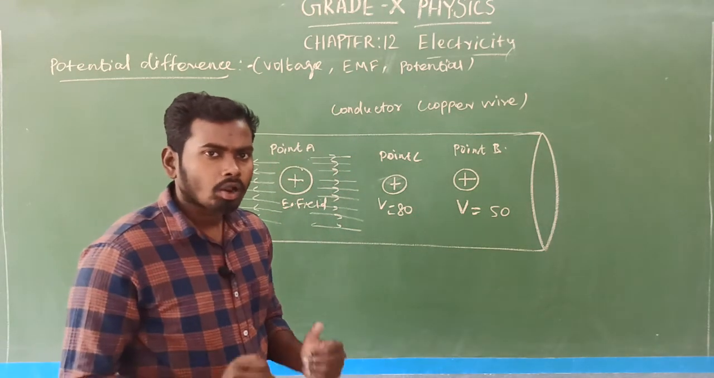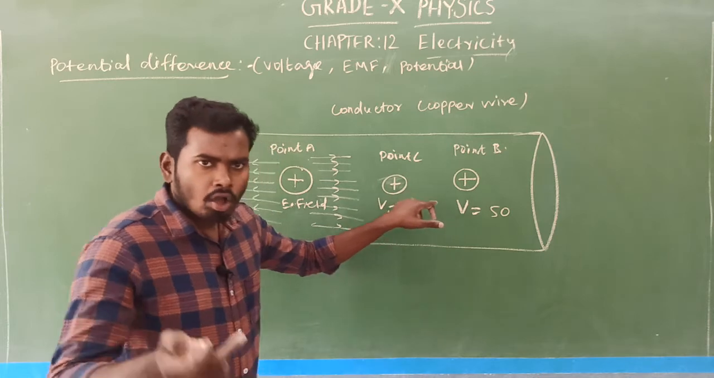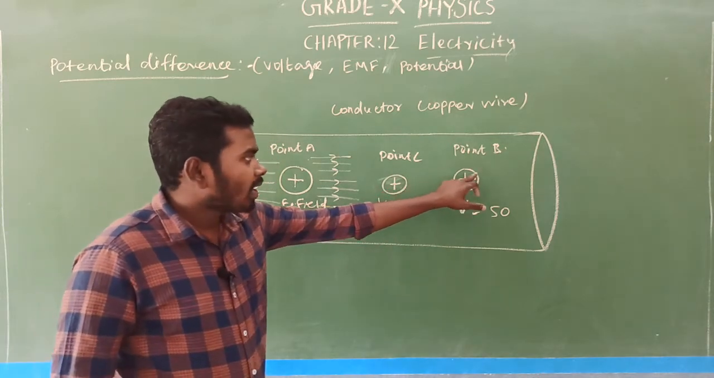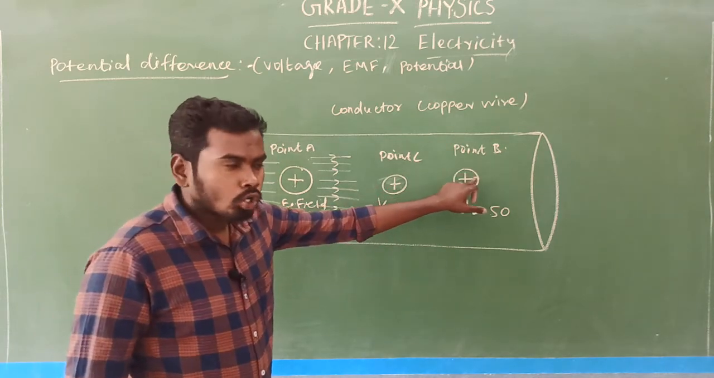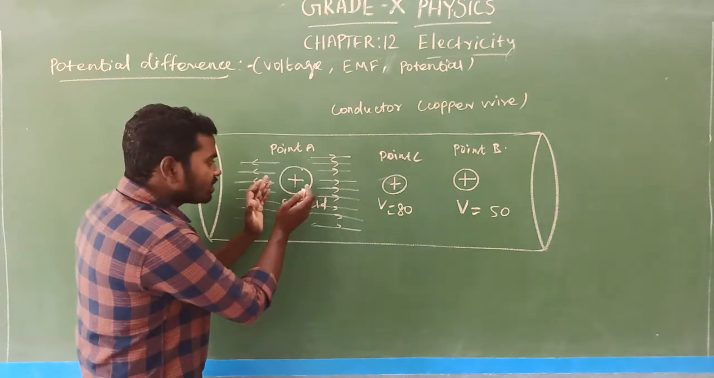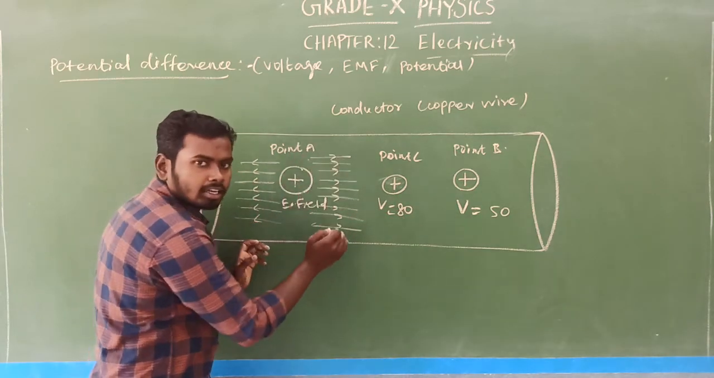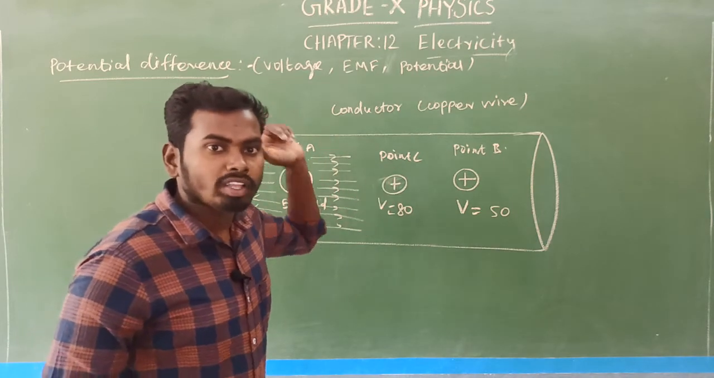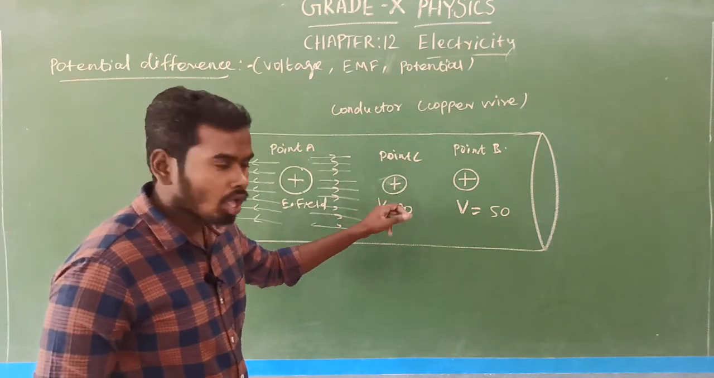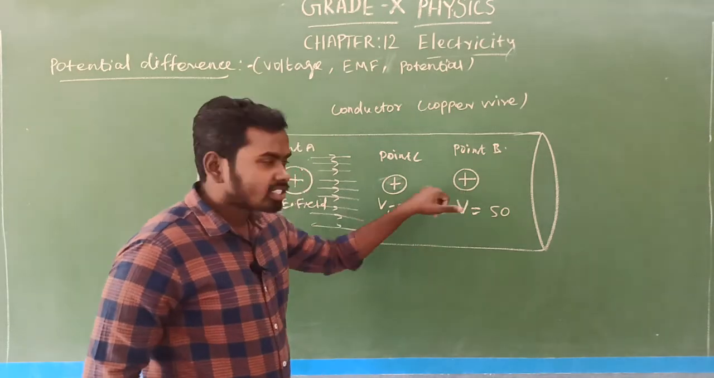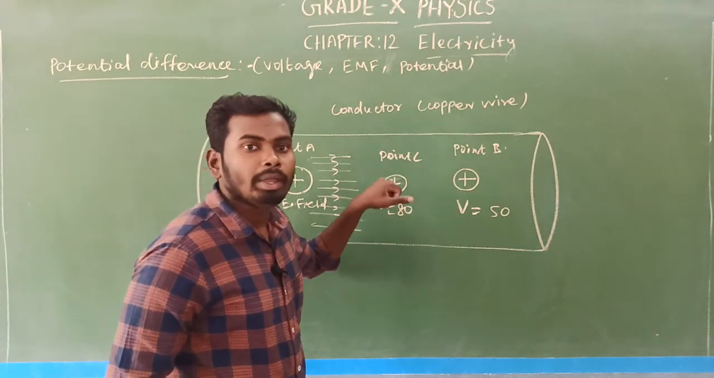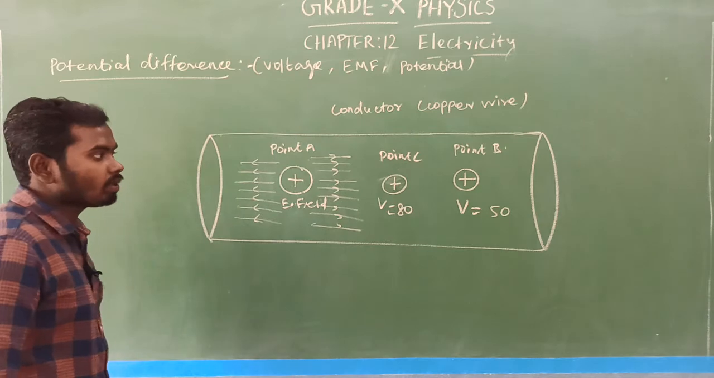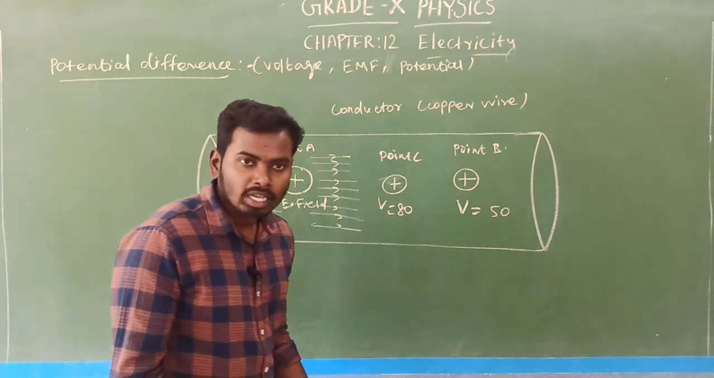80. Why, sir? Because here we bring the charge placed at point B to point C against this charge's electric field, due to which we have to spend more work, which means more energy. So at point C, that charge's potential will be more. Is it clear? Yes.